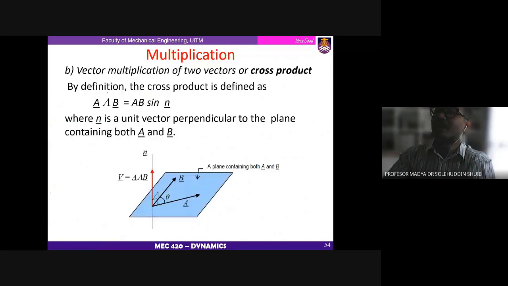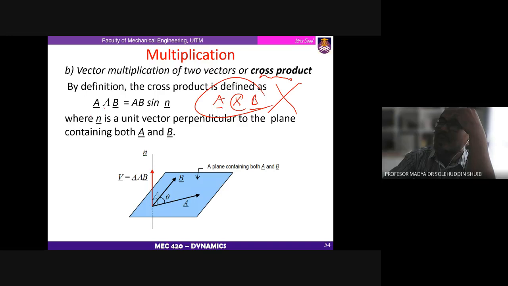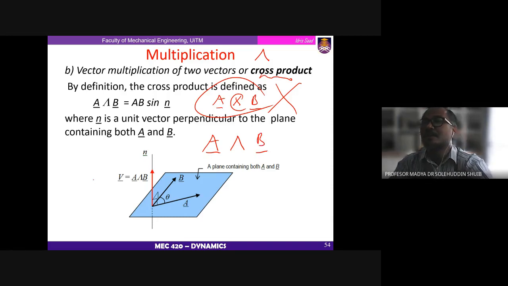Now we talk about the cross product. Some books use vector A times vector B, but we are not going to use this. Starting from today, for the cross product, because I don't want you to confuse it with X, throughout our UiTM class we're going to use the cross symbol. So vector A cross vector B. This is what we're going to use.